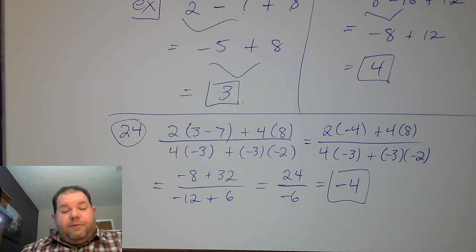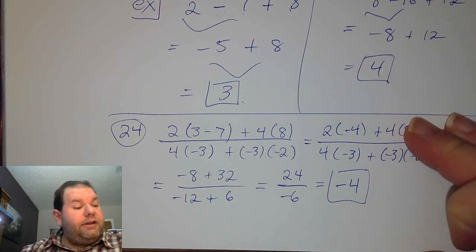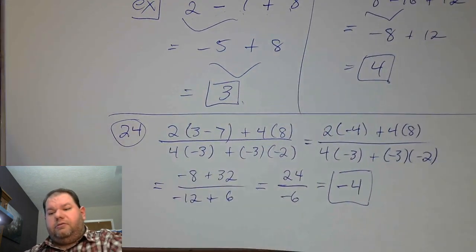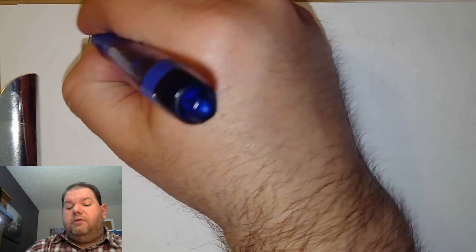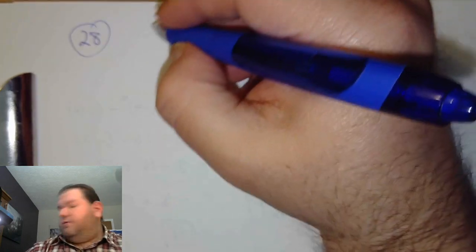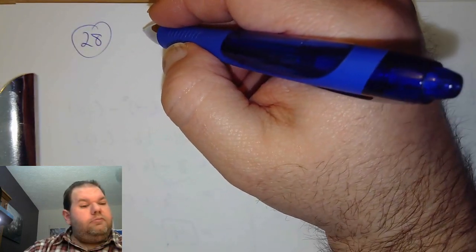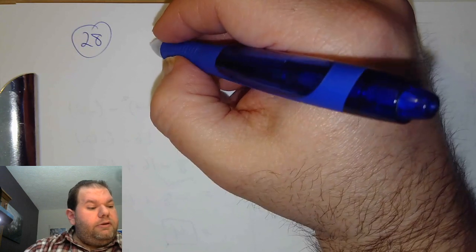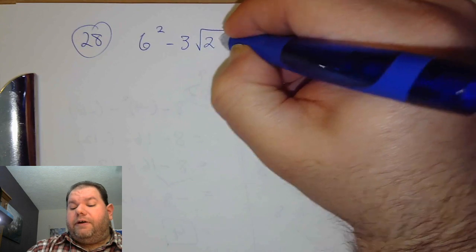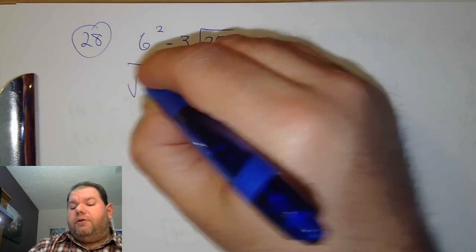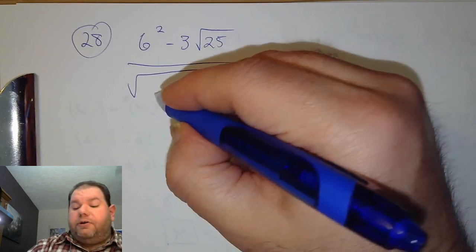These problems really don't get much harder than this. Let's do 28. So 6 squared minus 3 times root 25, over the square root of 6 squared plus 13.